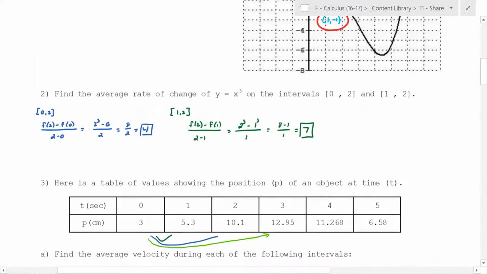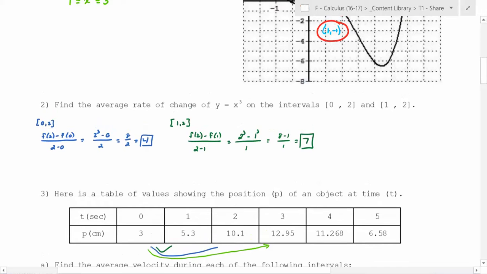You asked about 2, somebody? Yes. So again, it says the average rate of change of y equals x cubed. It's giving you the function on 0 to 2 and 1 to 2. Those are intervals, not points. Yeah, that's what confused me.